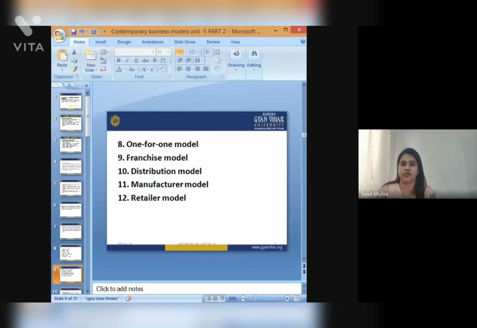So I will be discussing in these sessions, maybe in today's session and one more session, 12 main types of business models. Apart from this, when we conduct some case studies of business models of some major brands running in India, or some major Indian business houses, we will be discussing their business models as well.